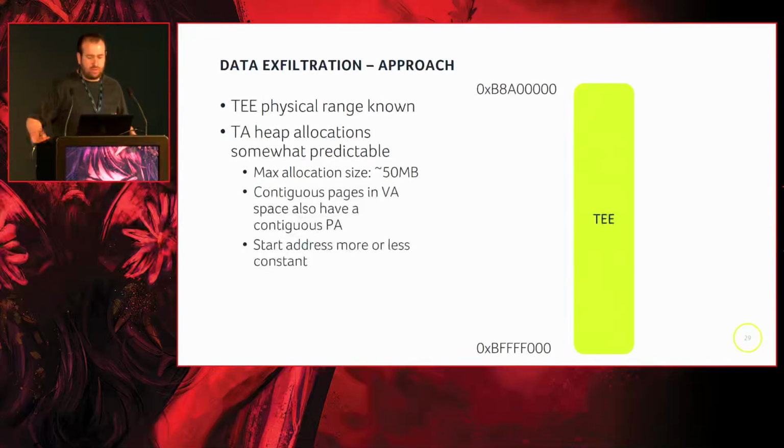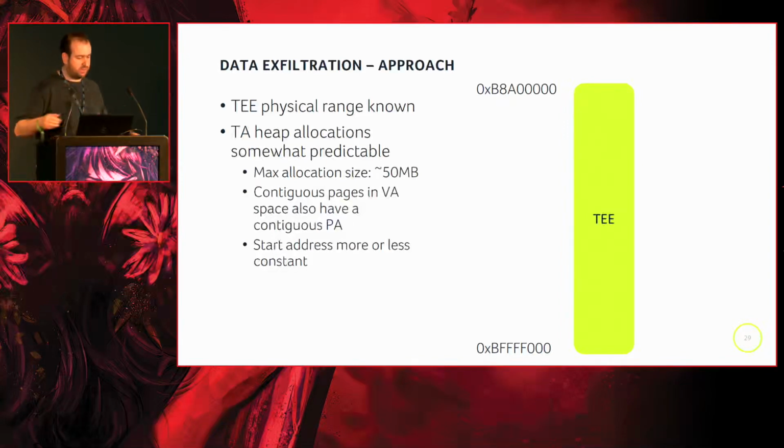Fortunately, this is not too complicated because there are a few things that we know. First thing we know is where the TEE memory starts and ends. This is just something you can read out from Android. And then we know that heap allocations are relatively predictable. So we know a TA can allocate at max about 50 megabytes, and this whole space is 120 megabytes for the TEE. We know that if we have a big allocation, contiguous pages in the VA space will also be contiguous in the physical address space, so that's nice.